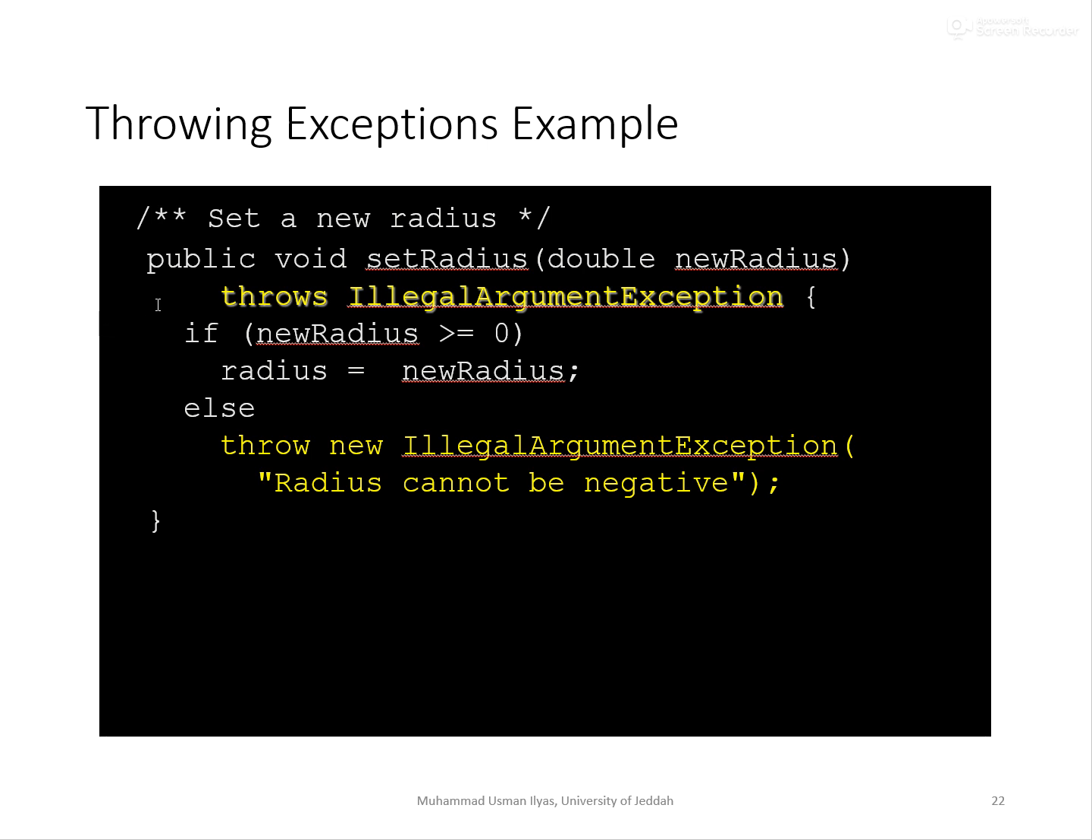Here's an example of a method called setRadius, which throws an illegal argument exception, and you can see the new part of the code in yellow. So we have to add throws illegal argument exception to the method declaration, and over here, when this illegal argument is detected, we have to throw the exception as well.